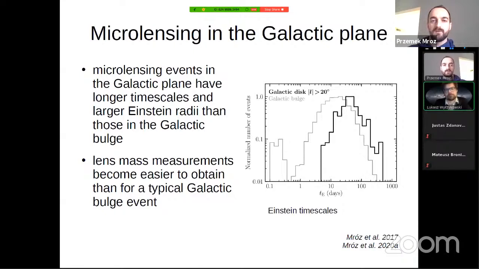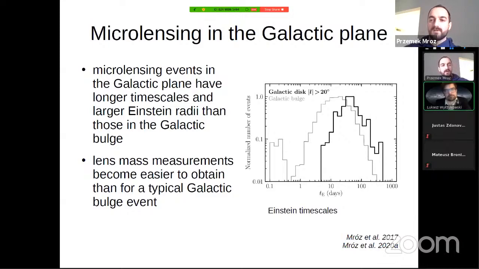And from the scientific point of view, they are quite interesting, partly because microlensing events in the galactic plane have much longer timescales and larger Einstein radii than microlensing events detected toward the galactic center. The plot here shows histograms of Einstein timescales of microlensing events detected in the bulge and in the disk. And those located in the disk are on average 3 times longer than microlensing events located in the galactic center. So these two features, longer timescales and larger Einstein radii, make lens mass measurements much easier to obtain than for typical galactic bulge events.